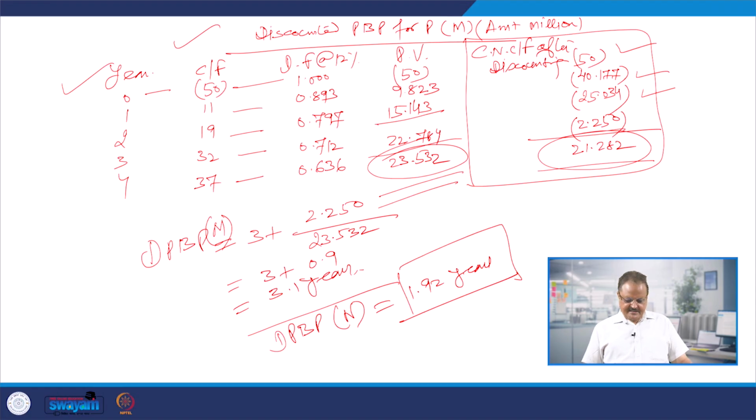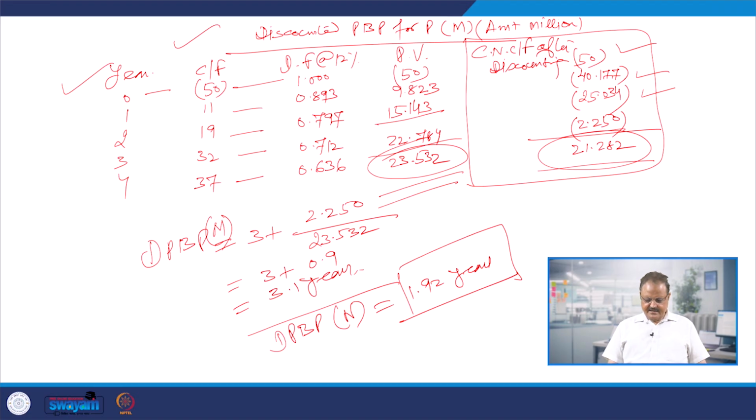So our objective should be that the investment made in any venture should be recovered as early as possible. So the shorter the time period of the recovery, whether the discounted payback period or the non-discounted payback period, the better it is for any investment decision. So we should take the investment decision on the basis of the shorter payback period.